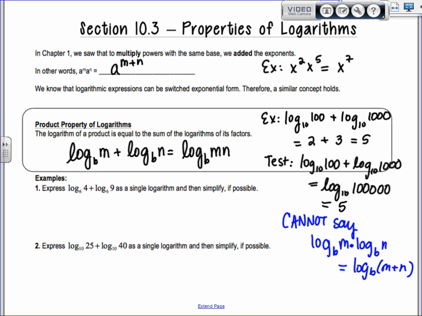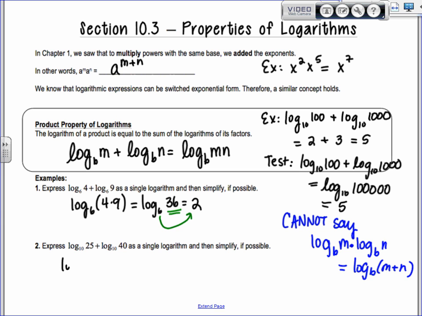It says express log base 6 of 4 plus log base 6 of 9 as a single logarithm and then simplify. If I have two separate logarithms and they're separated by a plus, we combine them by doing 4 times 9. So we get log base 6 of 36. 6 to what power gives you 36? 2. So remember, you can do the little loop thing: 6 to the 2 equals that.